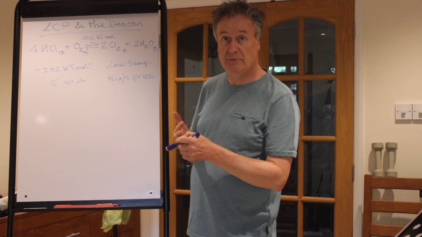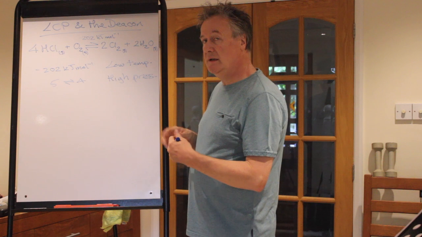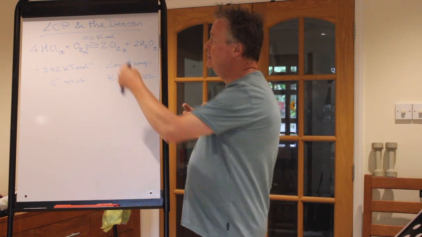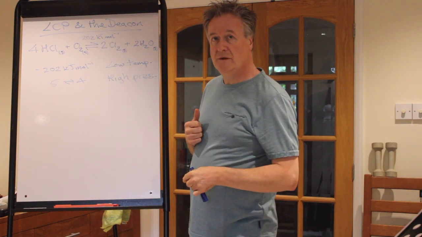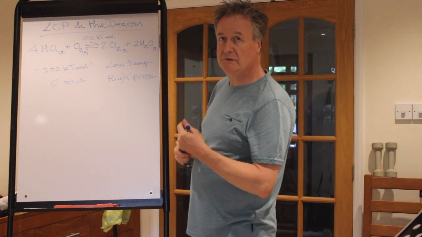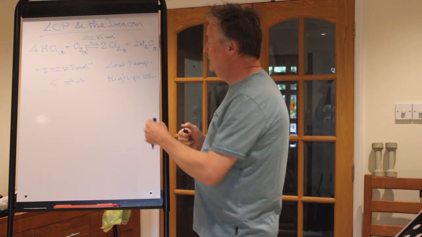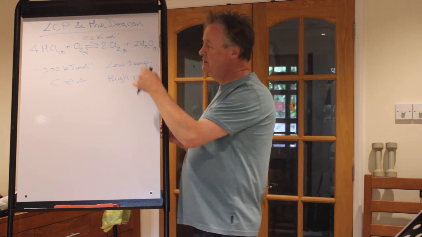Another one is the contact process for making sulfur trioxide. But the same idea applies. You look at the thermodynamic data and you look at the number of particles left and right, and you can use that to justify the choice. However, there are consequences to a low temperature.